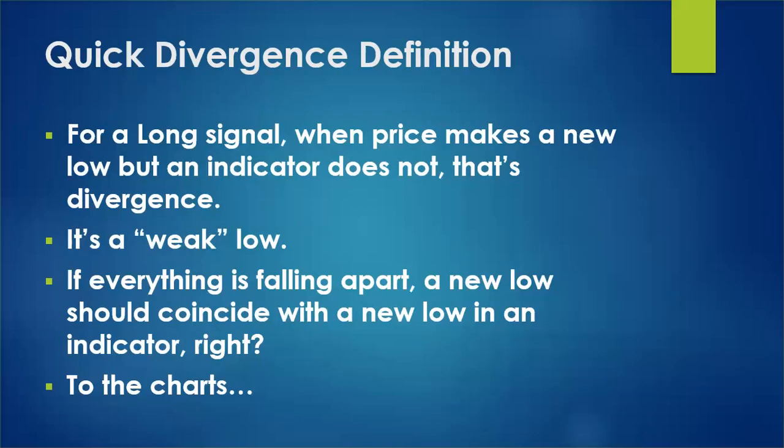Let's move on. What is divergence? Well, for a long signal, and this can get a little sketchy, right? But we're going to define it and we're going to go with it. For our argument today, it's when price makes a new low, so it's getting worse, getting lower, but an indicator does not make a new low. That's divergence, meaning price is getting worse, but the indicator is not. In other words, it's a quote-unquote weak new low. Yes, it's making a new low, but it's making a new low on a lot of optimism, and that means what? It's probably not going to stay low for long.